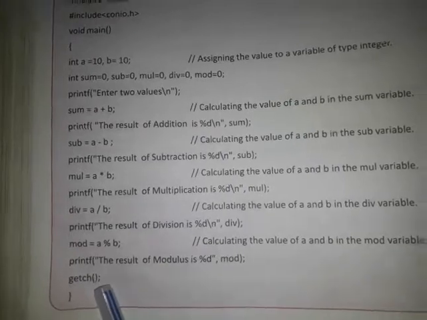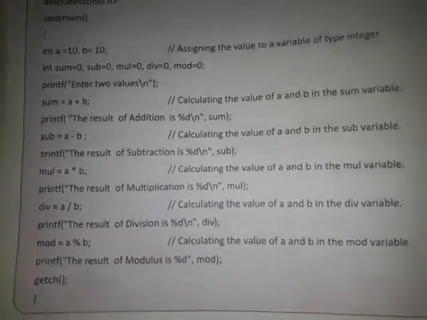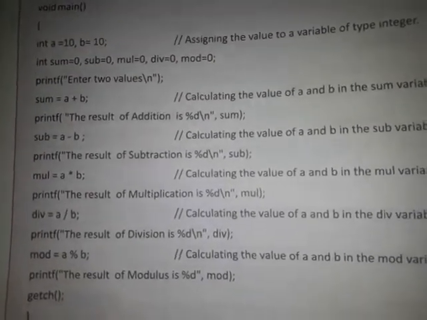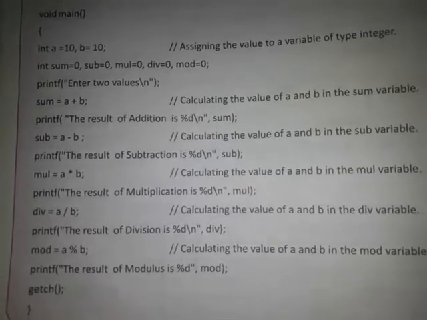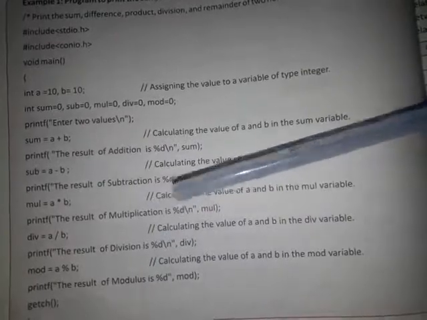So getch is a function which will return us to our main window. So type this program in your Turbo C compiler and run this code, and you will see the output that will be generated. Okay, without programming you will not be able to understand all these things. So please make this program.